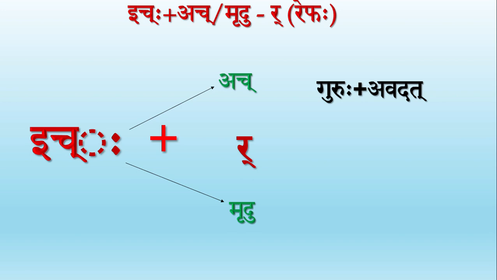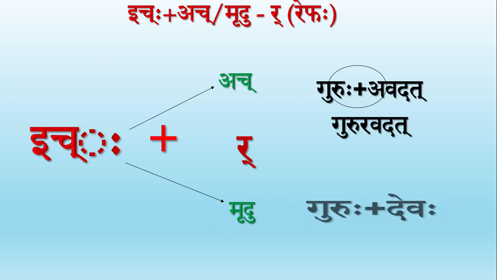Here we have guruhu plus avadat as our example. Now look here. Visarga is present after ukaraha and we all know that ukaraha is a part of ichvarnaha. After this, there is a letter a in paravarnaha. So the letter ra enters here in between in the place of visarga to give our combined word Guru Ravadat, which is the Samastapadam.